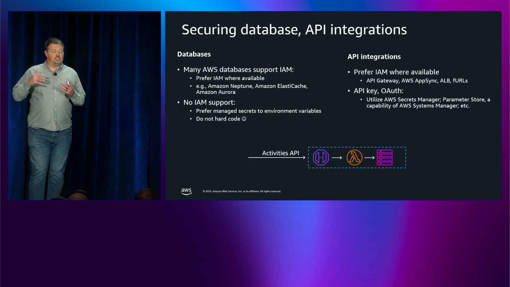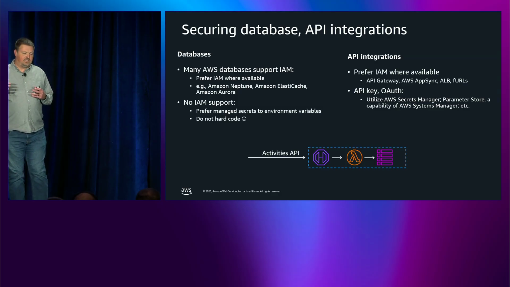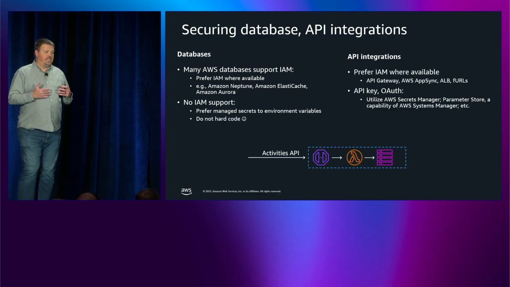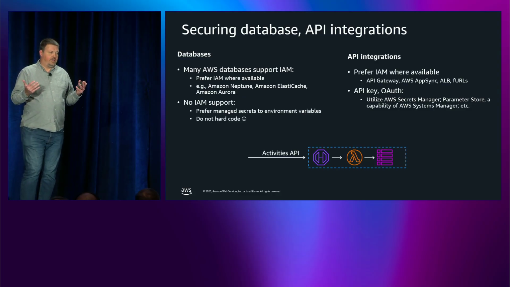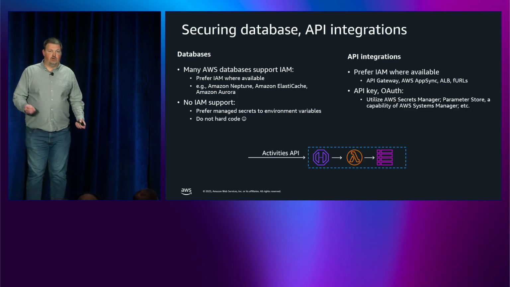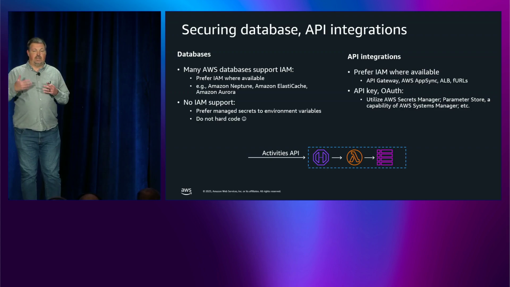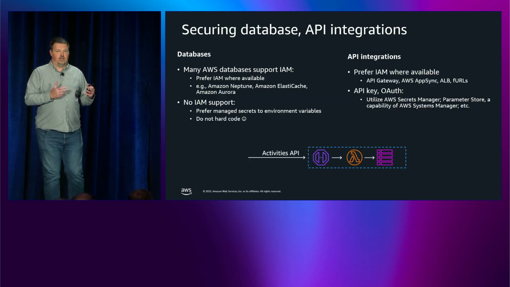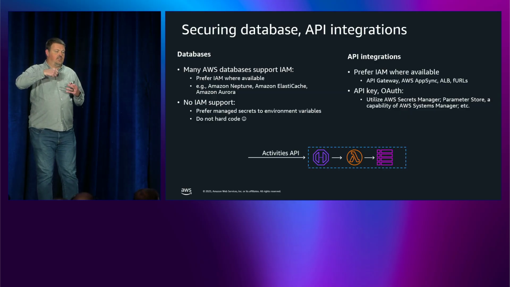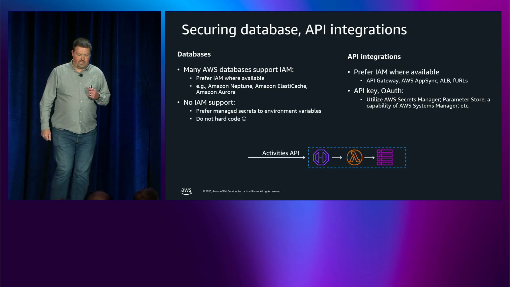And DynamoDB supports IAM. So I can give access to that Lambda function using an IAM policy to access that DynamoDB table. But what if my database doesn't necessarily support IAM? Maybe it's a database that I'm just running on an EC2 instance. In that case, you might think about using something like managed secrets. But the last thing you want to do is hard code those secrets in your code, right? So that's where Secrets Manager is a good place to store those and have your Lambda function access Secrets Manager to be able to access your database.